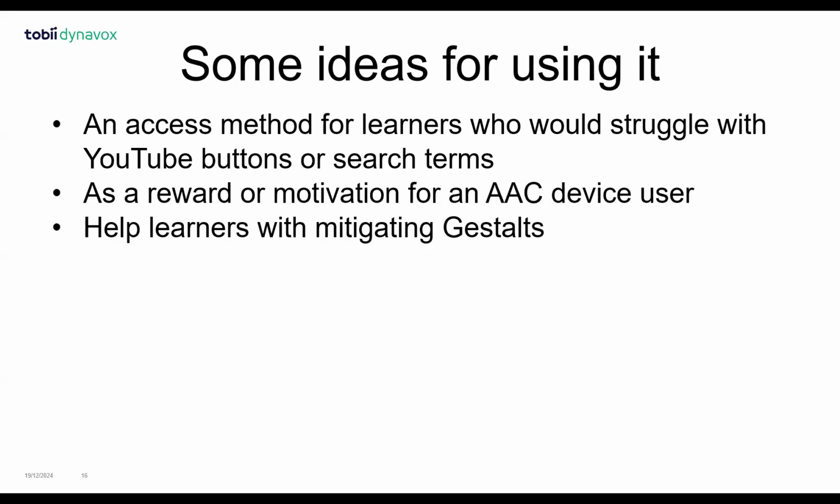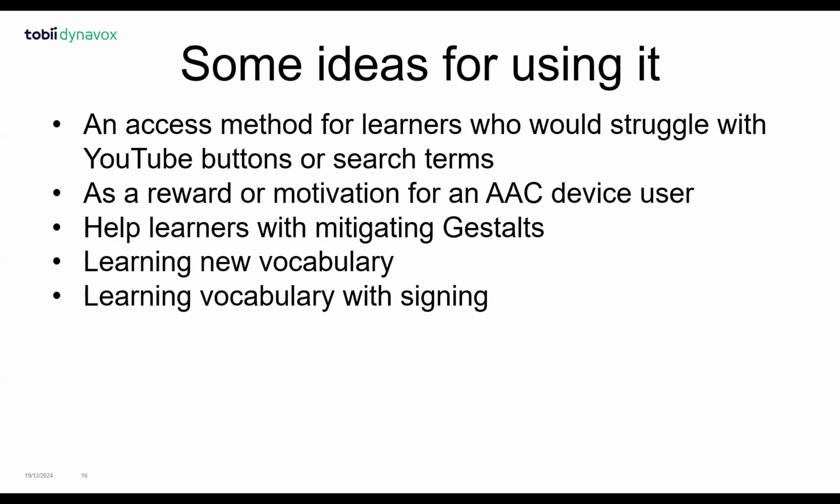So a couple of the ideas that we've had and we're going to explore later is perhaps helping learners with mitigating gestalts that they might use. Helping learners to learn new vocabulary. It could be colors, shapes, sizes, or their core vocabulary. It could be that you incorporate it with learning your vocabulary location on your device, but also combining it with learning the signing, like the Makaton signing. So videos are very helpful for that kind of thing.